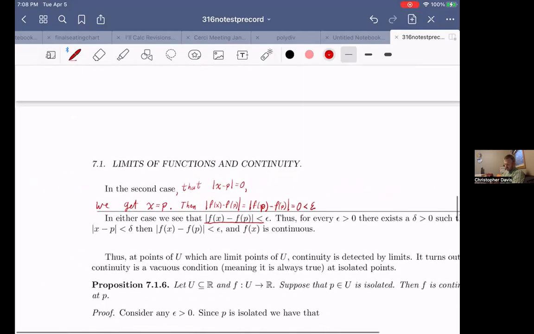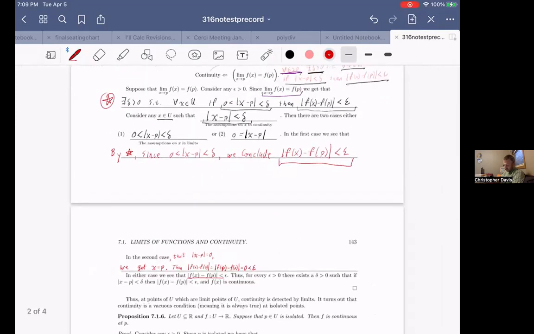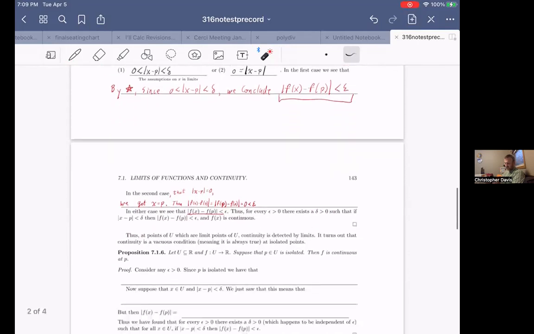So what have we shown? We've shown that for any epsilon bigger than 0, there is a delta such that for all x in U, if the absolute value of x minus p is less than delta, then the absolute value of f of x minus f of p is less than epsilon. That means that the function f is continuous. Cool.